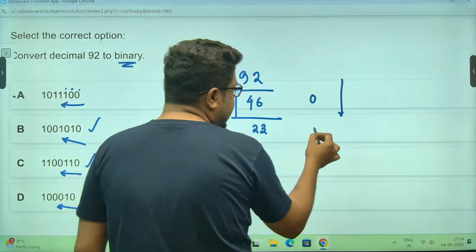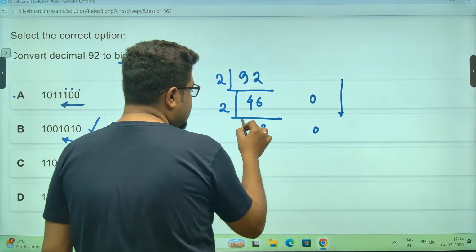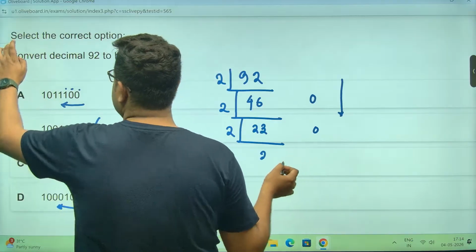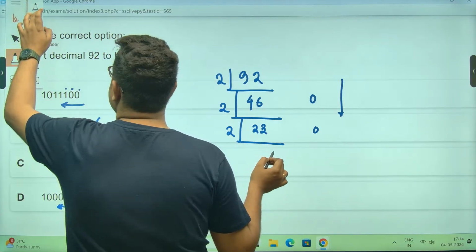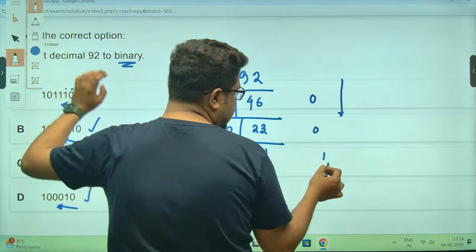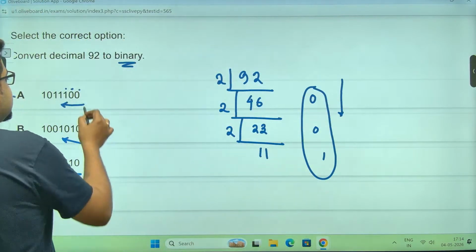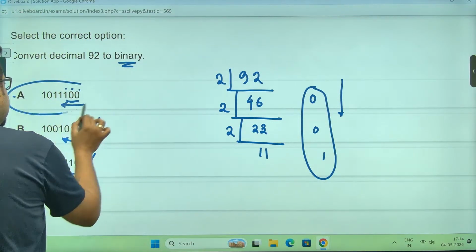23, again remainder 0. Again divide by 2, this is 11. Again, if you do this, you will get 1 and 1. So my last 3 digits will be 0, 0, 1. Check the options: 0, 0, 1. Option A is the only option.